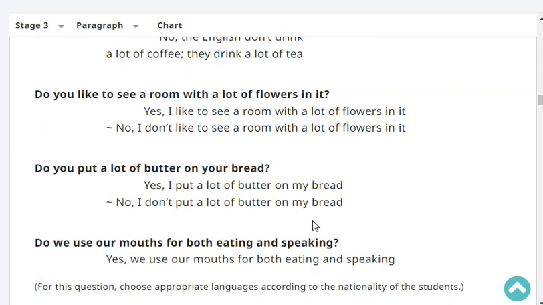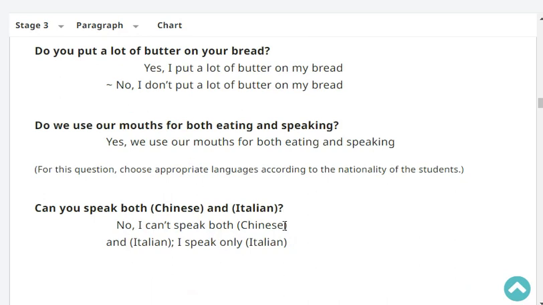Do you put a lot of butter on your bread? Yes or no? Yes, I put a lot of butter on my bread. Very good.